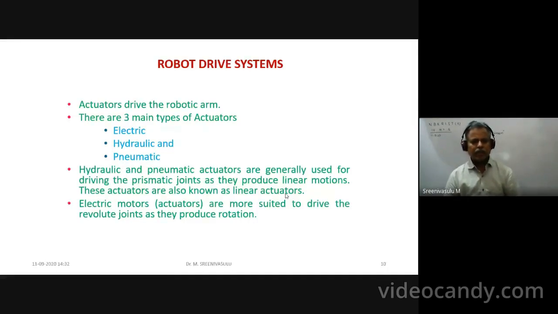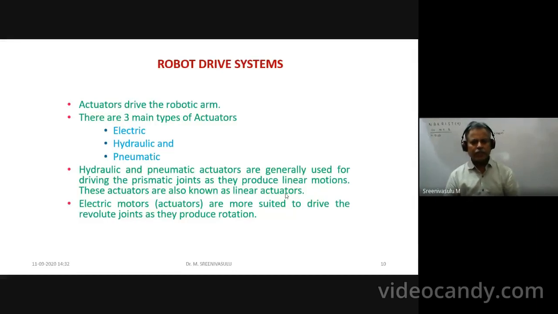As we have seen in the earlier slide, there are three main types of actuators: electric, hydraulic, and pneumatic. Hydraulic and pneumatic actuators are generally used for driving the prismatic joints as they produce linear motion.